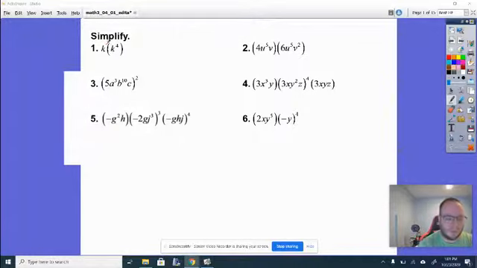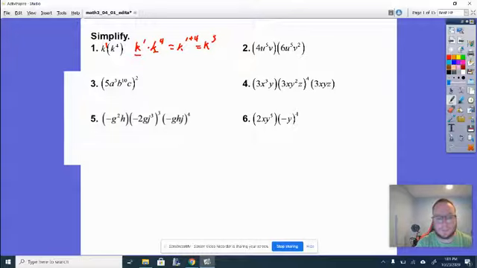So for this first one, remember we really have k to the 1 here. So k to the 1 times k to the 4. As long as our bases are the same, then the product rule says that we can add those exponents together, and we get k to the 5th.